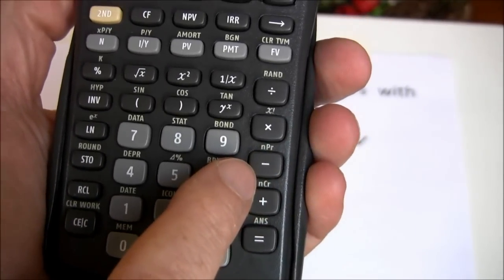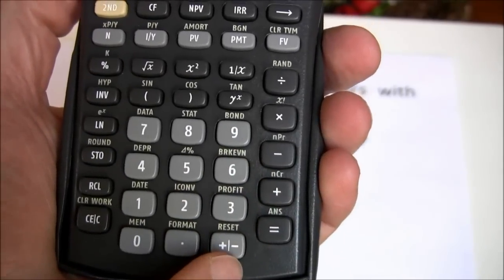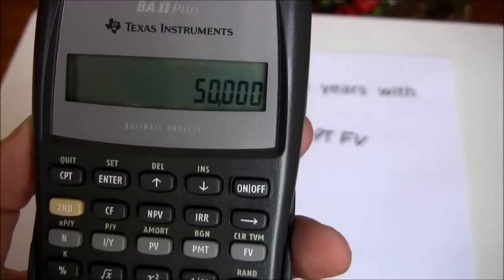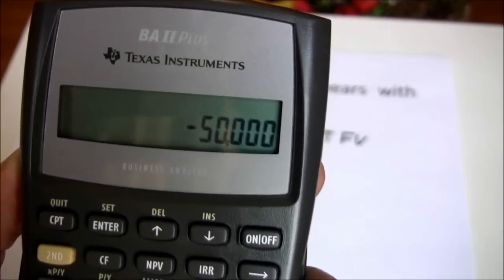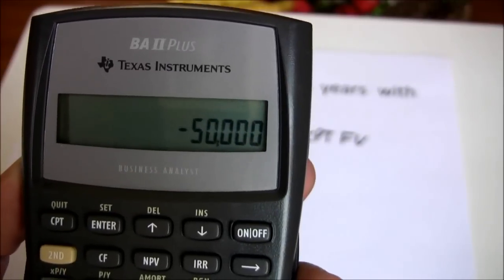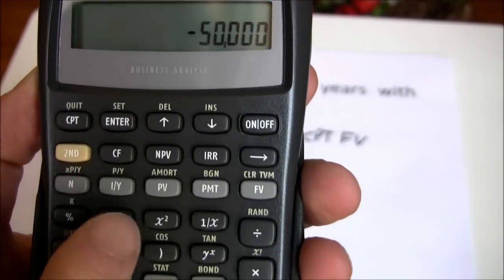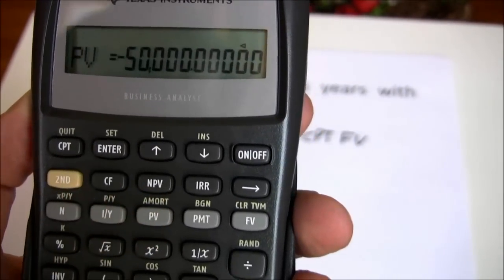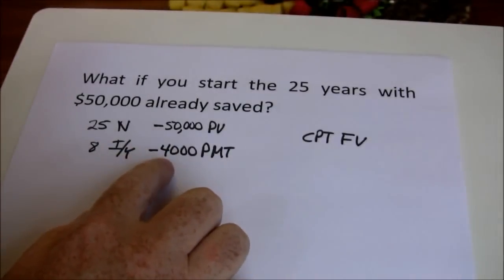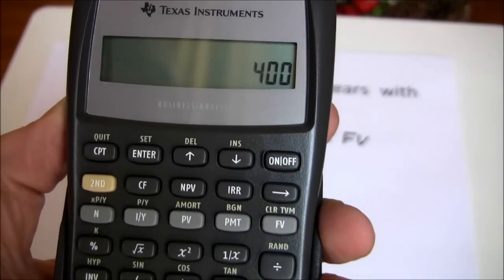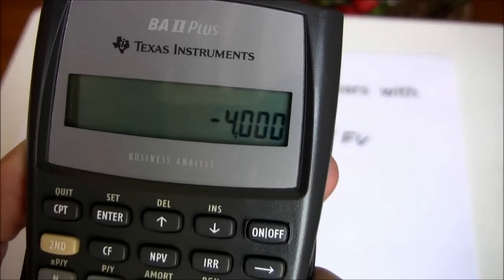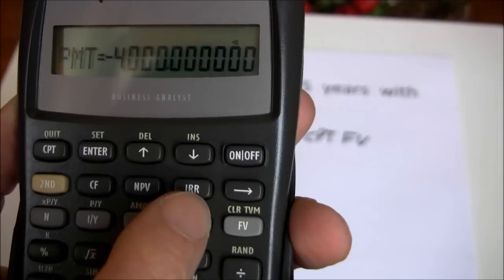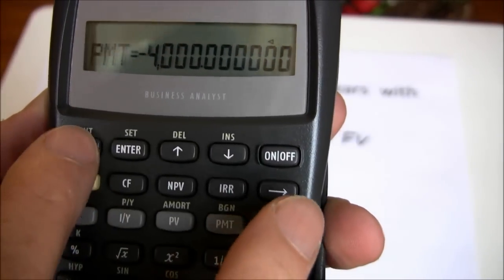Don't use your subtract key. That's not what you want. You want to use this plus minus to change it. So once we put in the 50,000, press this plus minus key. Now you can see that's negative 50,000. That's what we want to put into our present value. Negative 4,000 for our payment. So again, 4,000. Make it negative. See, that's a negative 4,000. Press our payment. Now we're ready to solve.